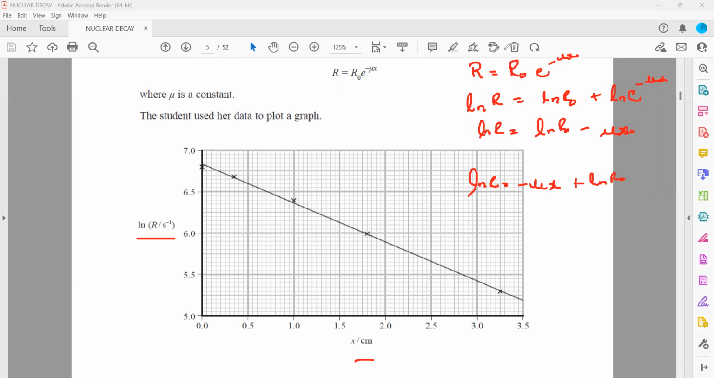Now we'll compare with the equation of a straight line, which is y equals m x plus c. On the y-axis we have ln R, and on the x-axis we have X. What will be the gradient for us? The gradient will be equal to minus mu. So using the graph, first we'll find the gradient, which is equal to minus mu.